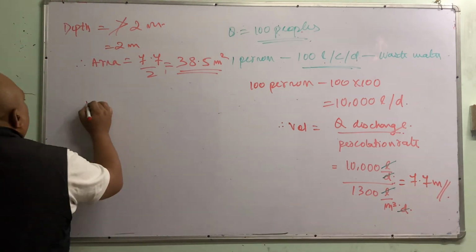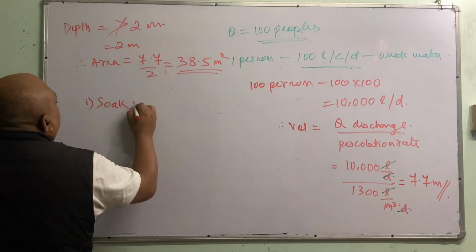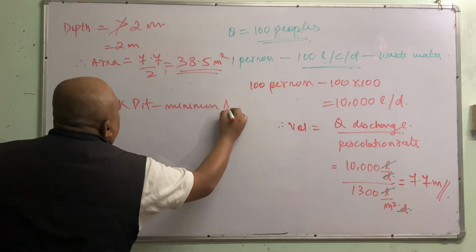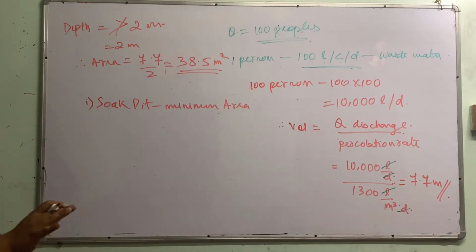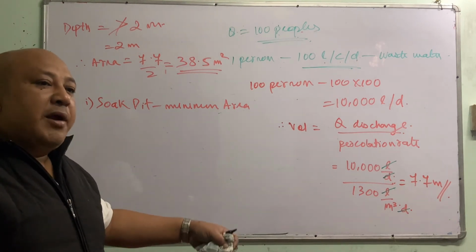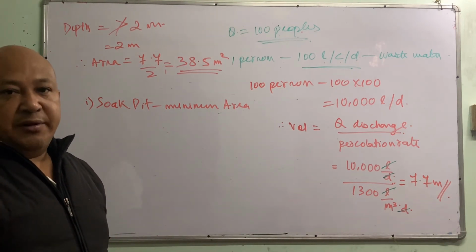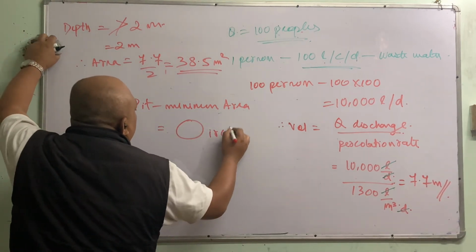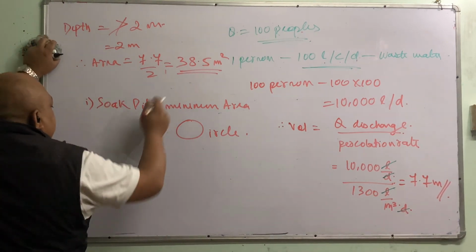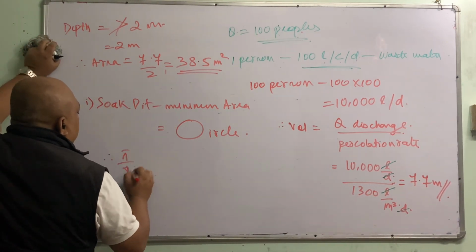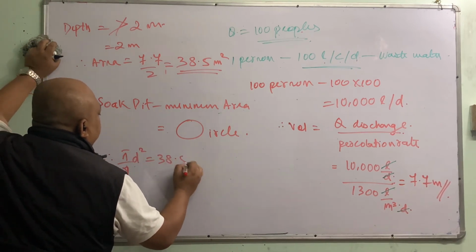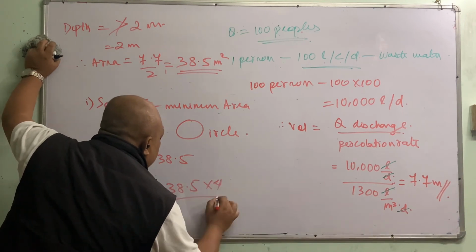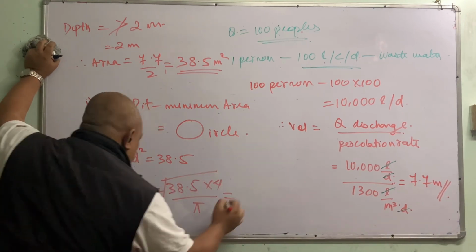We have to use the soak pit to occupy the minimum space, because there is no proper incoming and outgoing. Incoming will be there, but outgoing is going to be almost entirely percolation over there. So the minimum area is what we know, it is a circle. Therefore, this is the area: pi by 4 d square is equal to 3.85, so diameter is equal to the square root of 3.85 into 4 divided by pi.